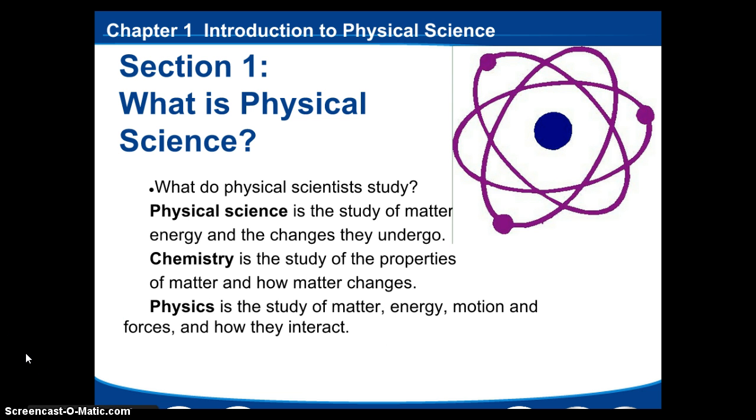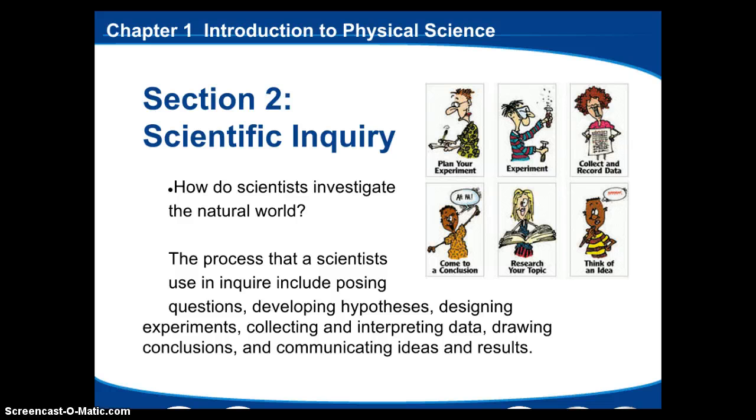So physical science is the study of matter and energy and the changes that happen to them. And chemistry is the study of the properties of matter and how matter changes. Physics is the study of matter, energy, and motion and forces. And it's really about the motion and forces with physics and how they relate to each other.